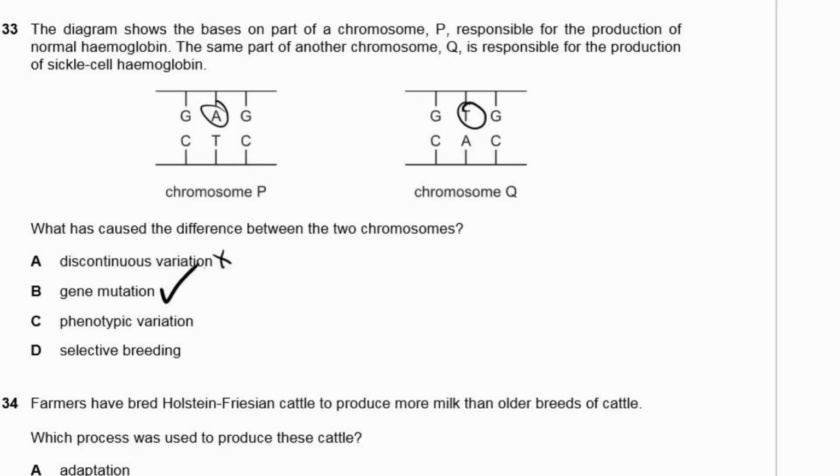The gene has mutated, so a T is in a place instead of an A. Phenotypic variation, that just means that there's a variation in the phenotype, which is what you see. And selective breeding, no, that's just choosing which organisms are allowed to breed together. So the answer here is B.